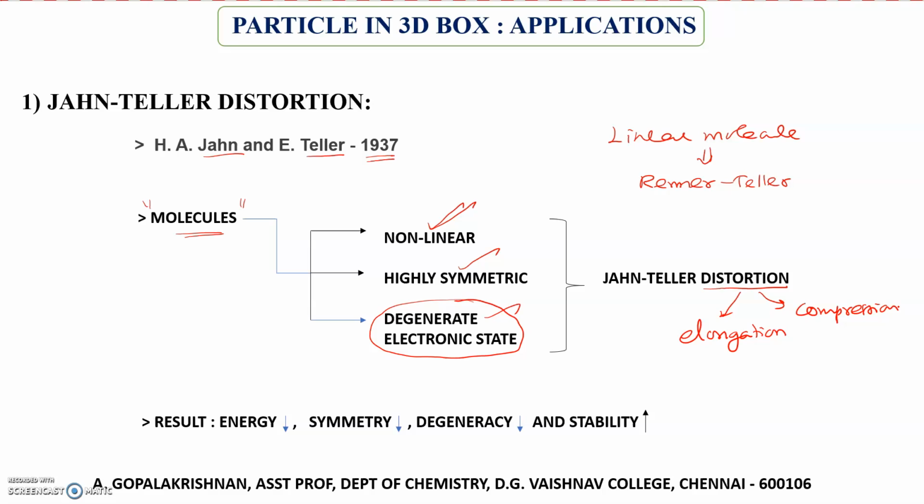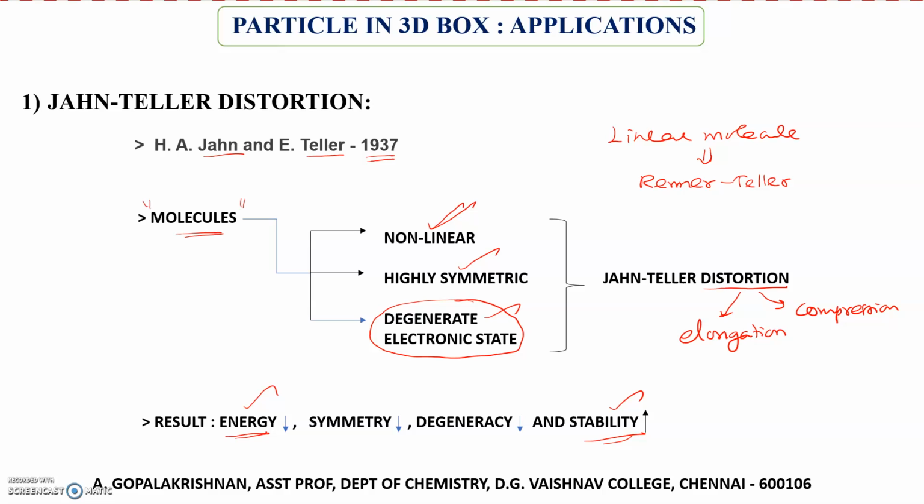Why does this distortion occur? What is the result of the distortion? The result of the distortion is that the energy of the system decreases. As we all know, when energy decreases, stability will increase. So due to Jahn-Teller distortion, the energy of the system decreases, therefore the stability of the molecule increases. So this distortion is very common in nonlinear molecules.